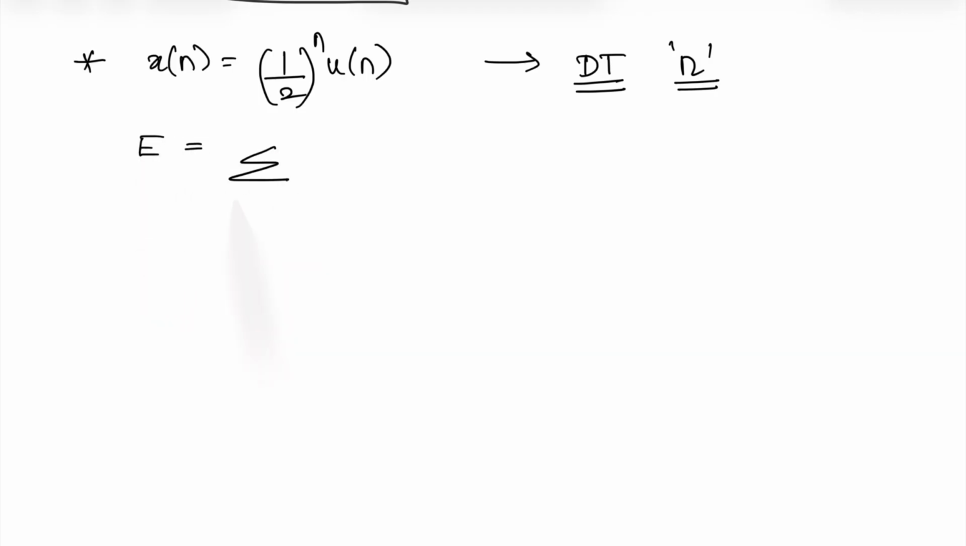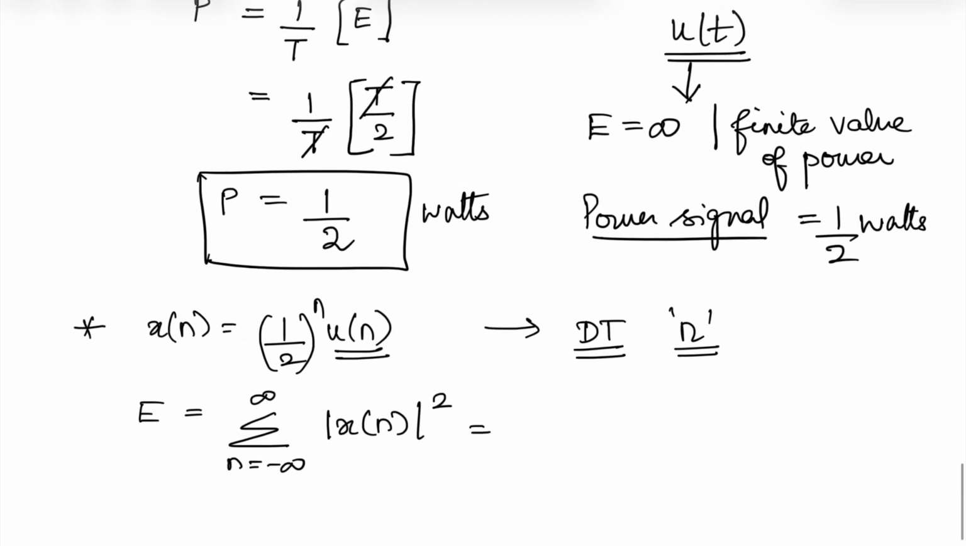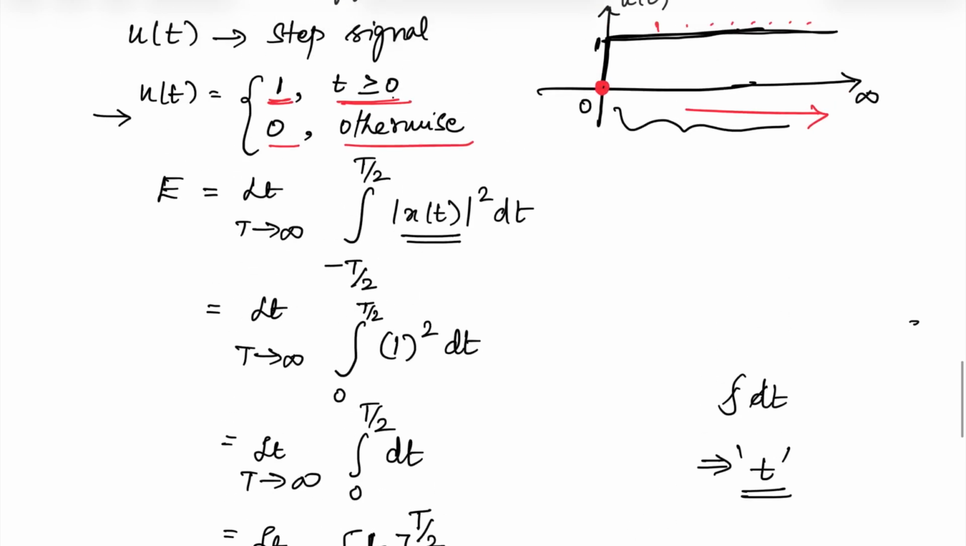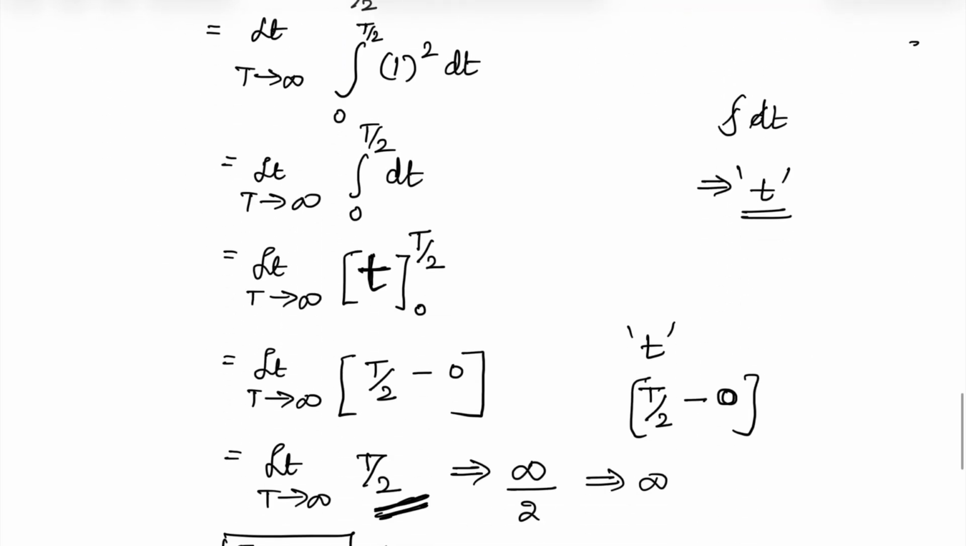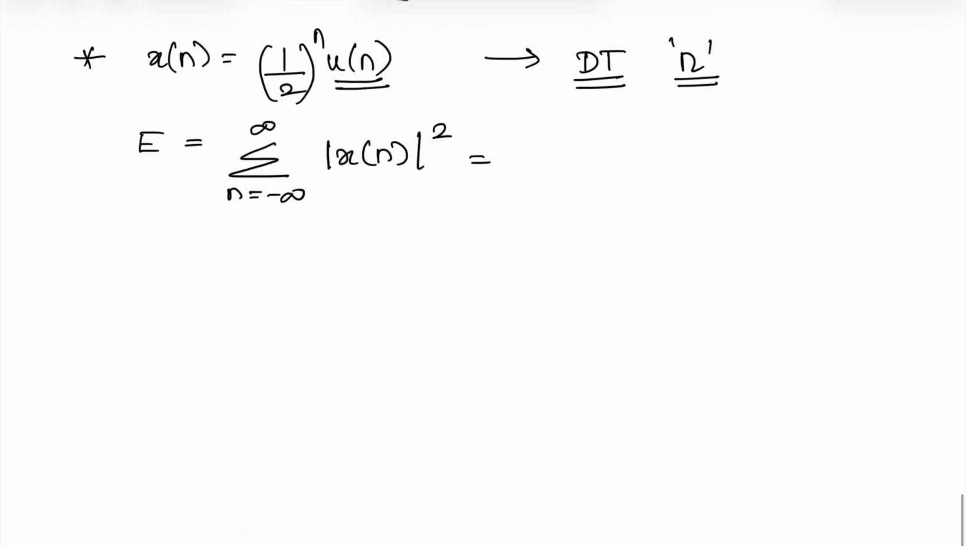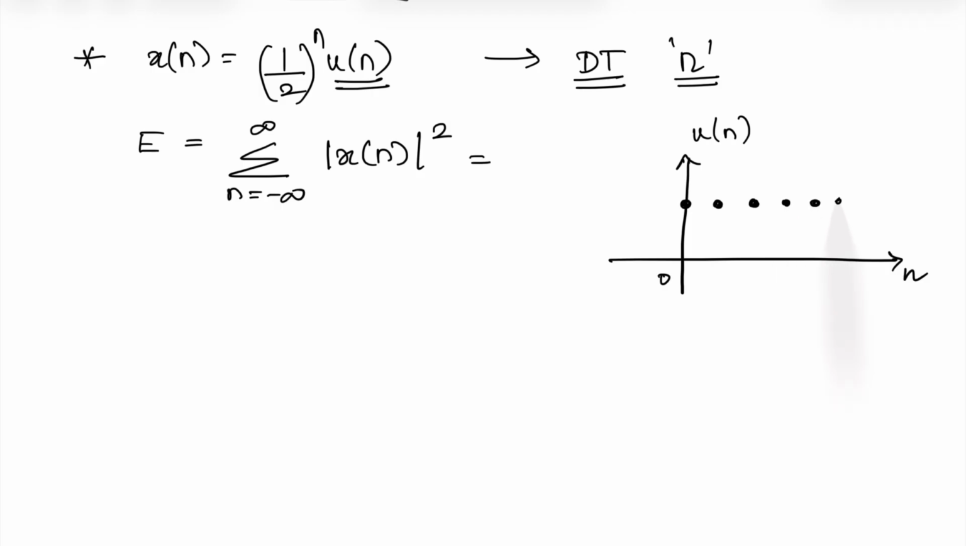We will have summation n equals minus infinity to plus infinity of modulus of x of n the whole squared. In the previous problem we saw u of t. So what is actually u of t? The signal commences from 0, and tends to infinity with the value 1. The same thing we are going to represent in a discrete time notation. So when I represent it in discrete time notation, what happens to it? At n equals 0, u of n takes the value of 1 at discrete instances of time and it goes on.